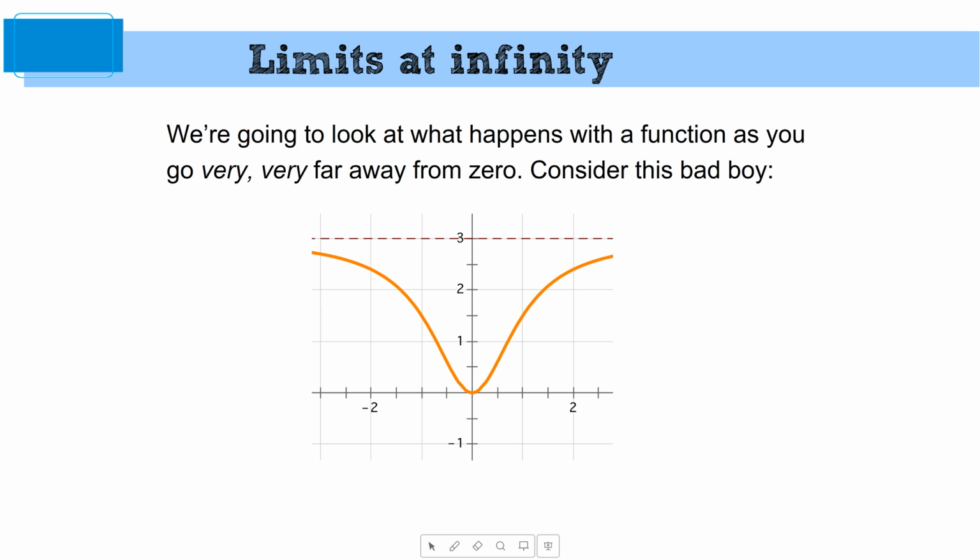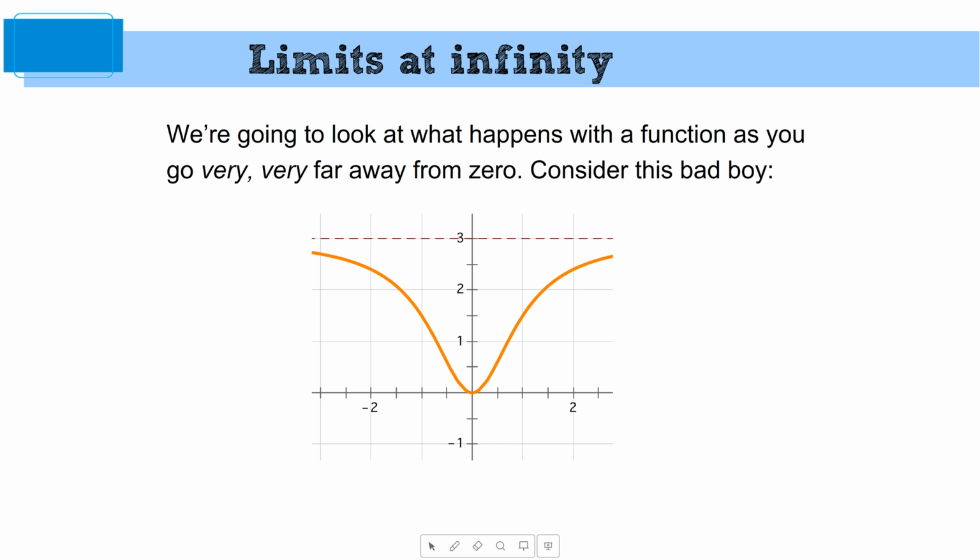So I've got a graph here of a V-looking thing. I don't even know what the function is, but it has a horizontal asymptote of 3. Just for practice, what is the limit as x approaches 0 of that function? 0. 0, good. What is the limit as x approaches 1 of that function? You can approximate. 1.5, somewhere around there. Beautiful.